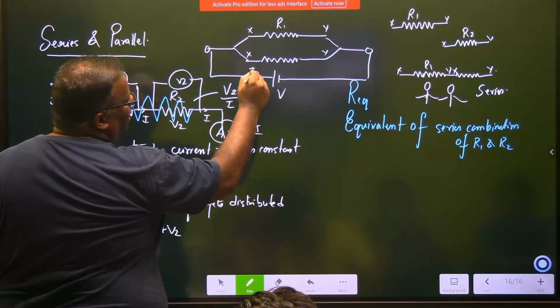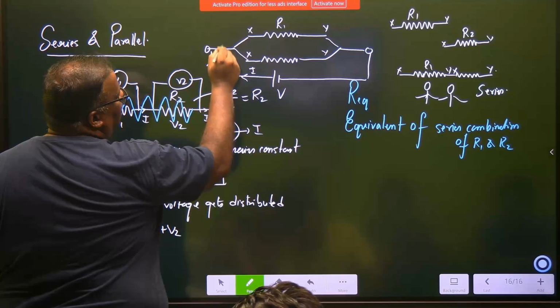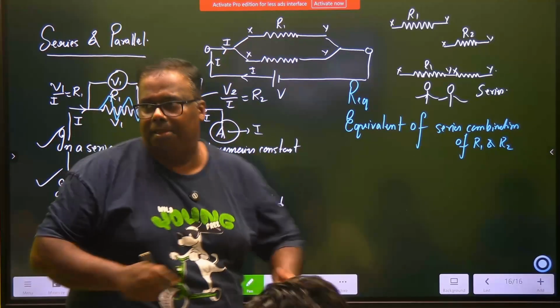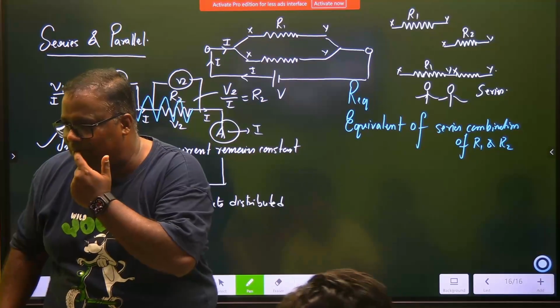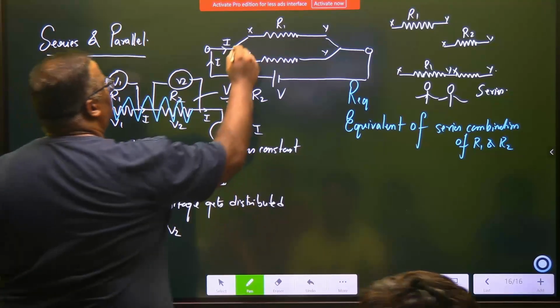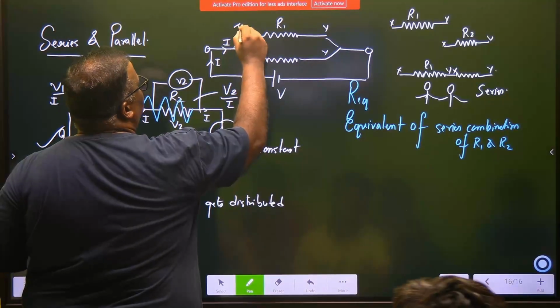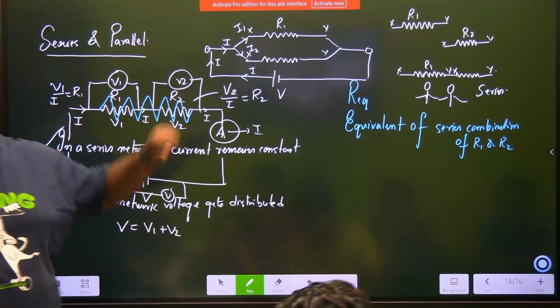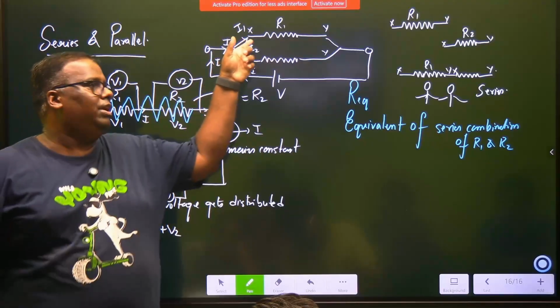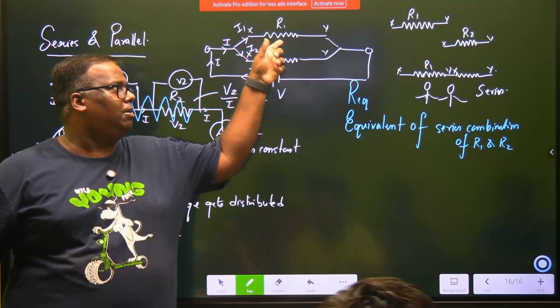The current I is flowing from here. It comes here, and then the current thinks, where do I go? Brother, you go this way, I will go this way. It splits into I1 and I2. I1 starts traveling.